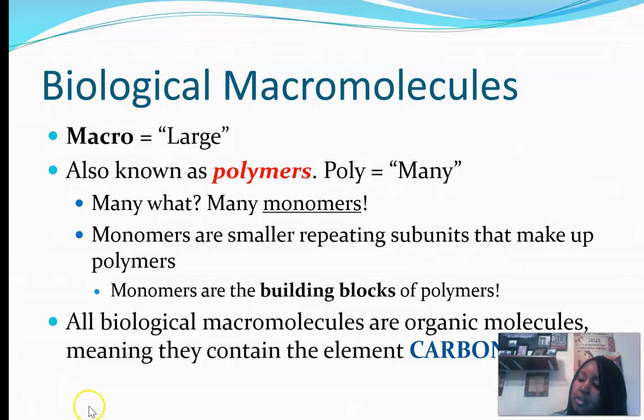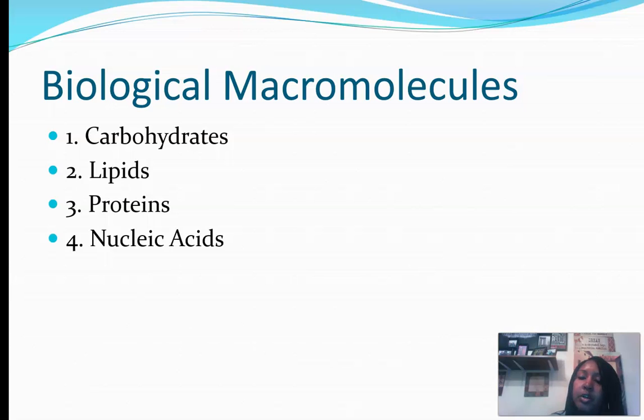So on your chart, make sure you fill in that middle part. The definition contains what element? We said carbon, and they're also known as polymers. So these are the four macromolecules: carbohydrates, lipids, proteins, and nucleic acids. We're going to talk about each one in more detail. We're going to start with carbohydrates.